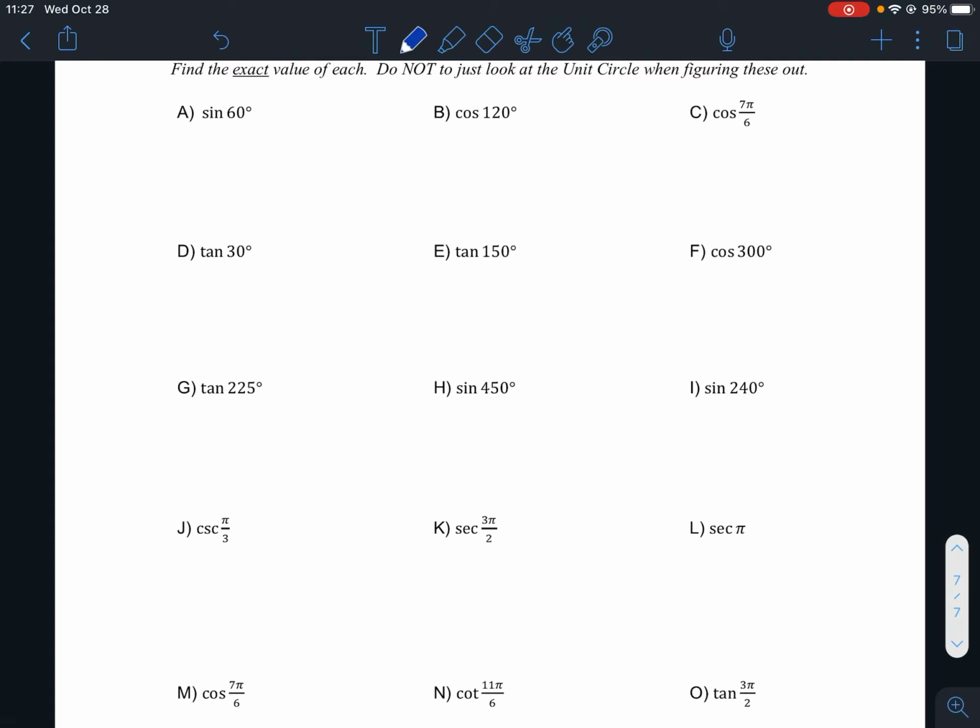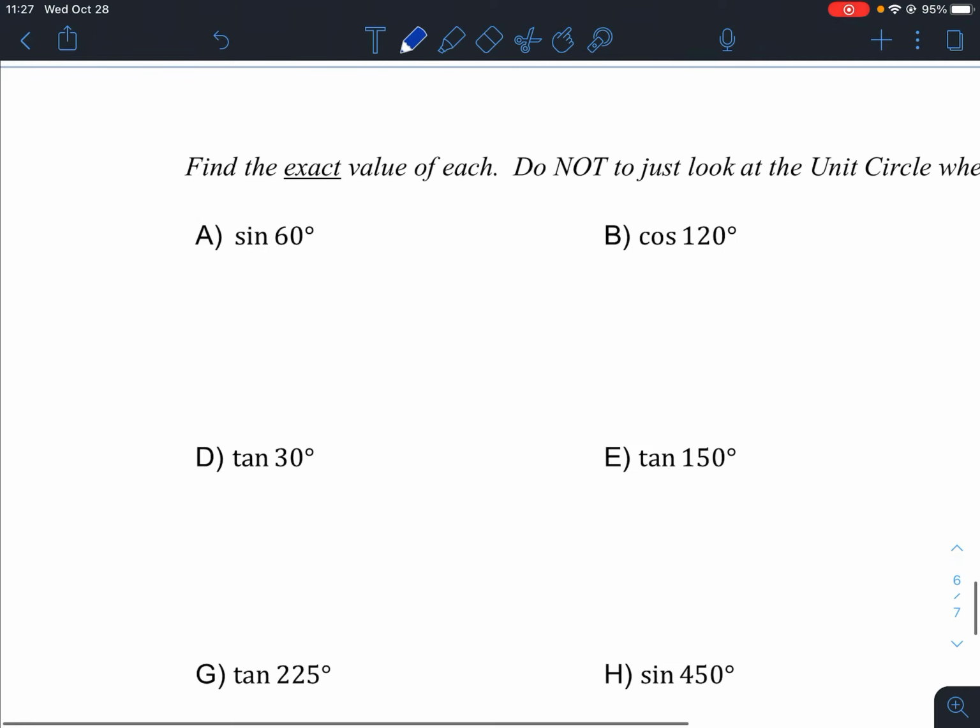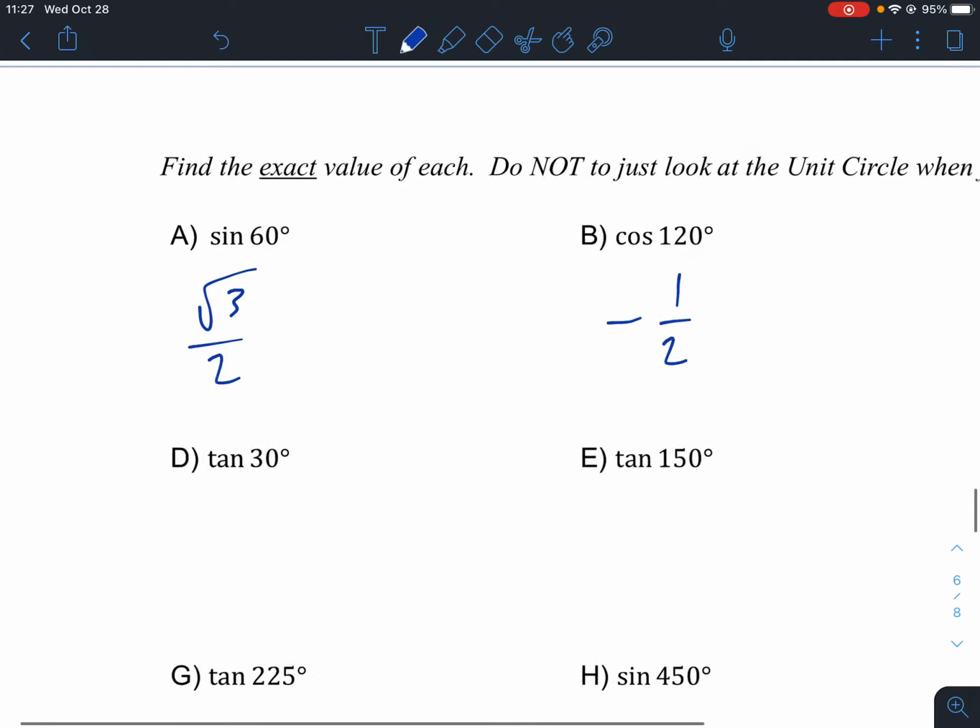Remember that sine is y, cosine is x, and then the other 4 you can do by some combination of x and y, whether it's just a reciprocal or x divided by y or y divided by x. All right? So sine of 60. Sine of 60 is the y-coordinate of the 60. That's just simple root 3 over 2. Cosine of 120, that's the x-coordinate of the 120. So you think of it as a 60-degree reference angle in the second quadrant, negative 1/2.